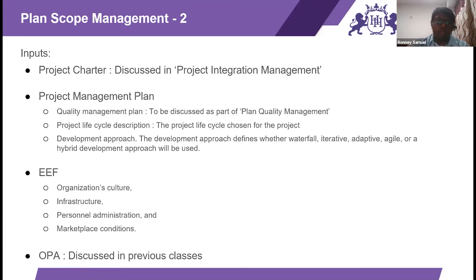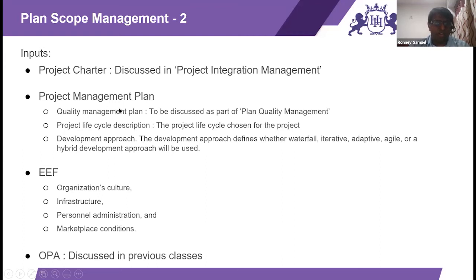Other than that, based on that, you have to make a project management plan, where you are more particularly interested in your quality management plan, because that will mean, with respect to scope, there might be changes which can be expected. What is the life cycle of the project or the development approach we are going to take?